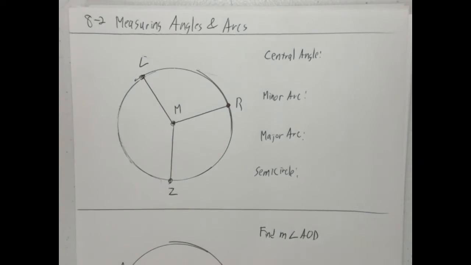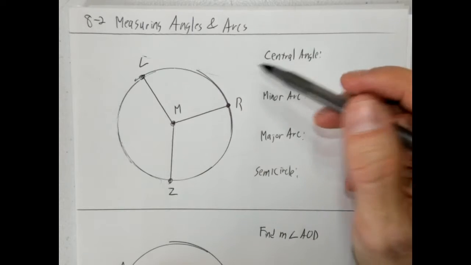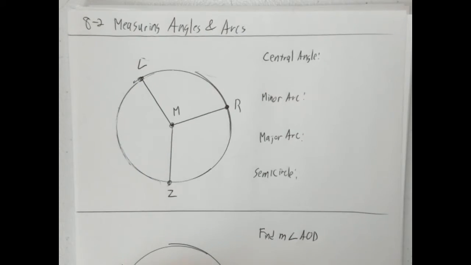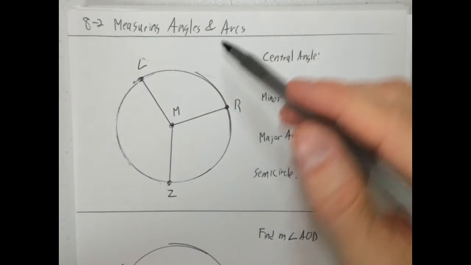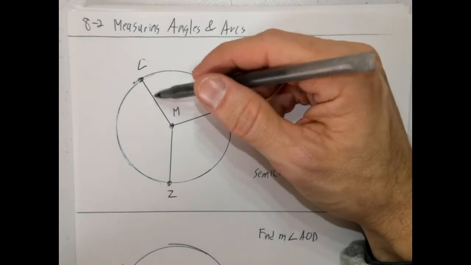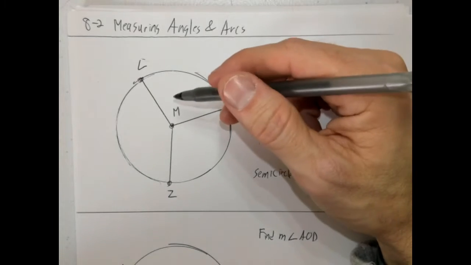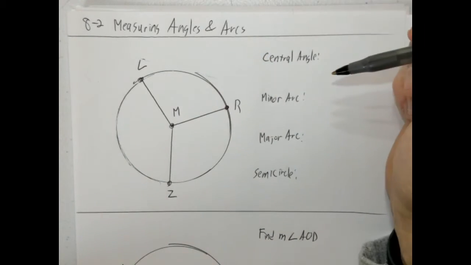Hey everybody, today we're going to talk a little bit about angles and arcs and then circles. So here's the notes for today's topic. The first thing you're going to notice is we have a circle here, and there's a whole bunch of things drawn here. We have what looks like a bunch of radii drawn. We have ML, MR, and MZ, and these form sectors of this circle, okay?